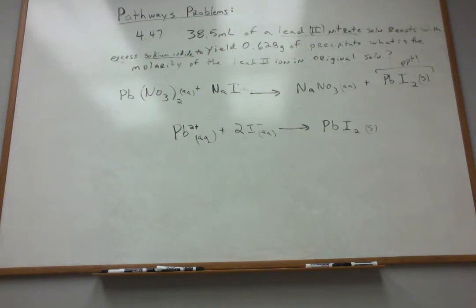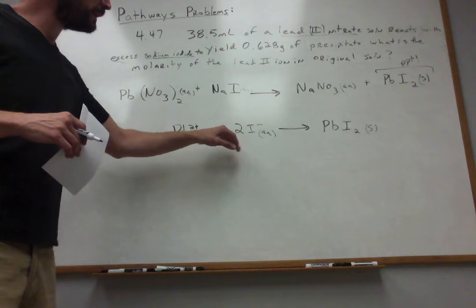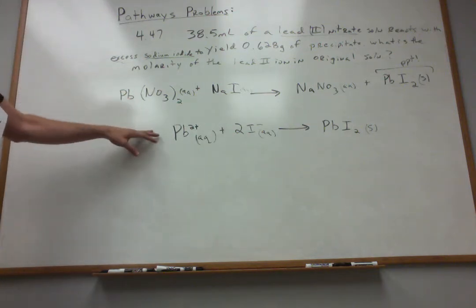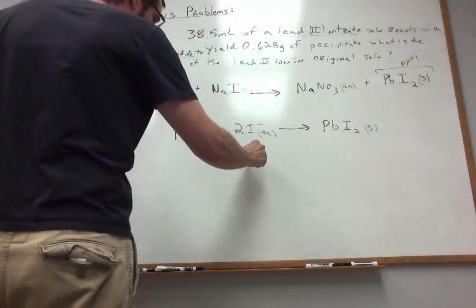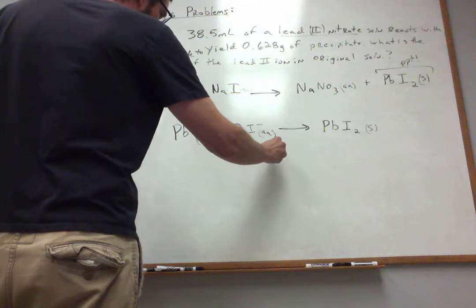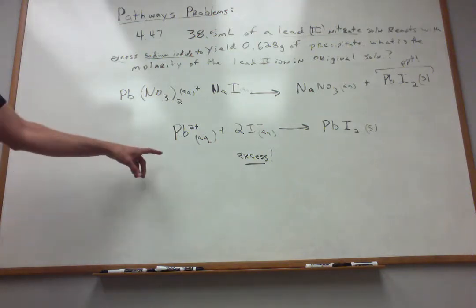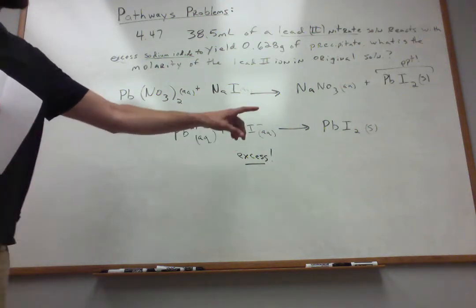I got some of this lead nitrate solution. I'm going to mix it with the sodium iodide, that's my source of the I-. And I'm told that there's excess. So now that I've identified the problem, I'm going to start thinking more stoichiometrically, more quantitatively. I note that word excess. That tells me I've got plenty of that around. I'm not going to run out of that first, which means I'm probably going to run out of this when I start talking quantitatively about how much of that I made.